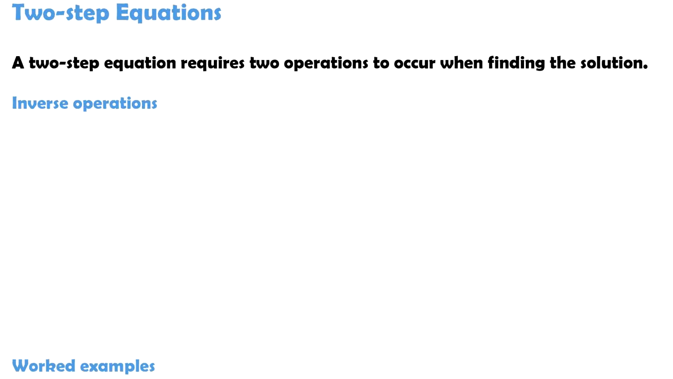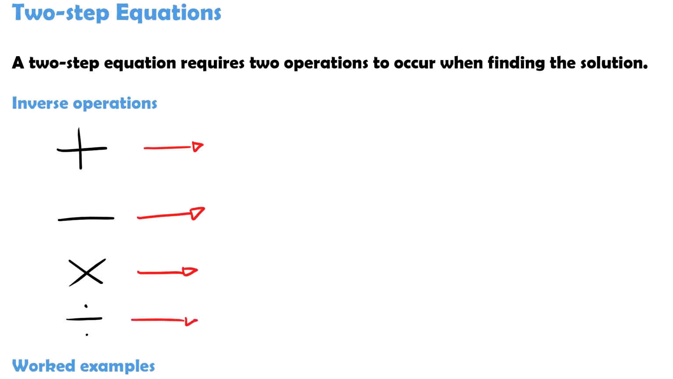So again, we're going to go through our inverse operations. I'm going to write down my operations here: addition, subtraction, multiplication, and division. Each of these inverse operations is essentially the opposite. The opposite of addition is subtraction. The opposite of subtraction is addition. The opposite of multiplication is division. And the opposite of division is multiplication.